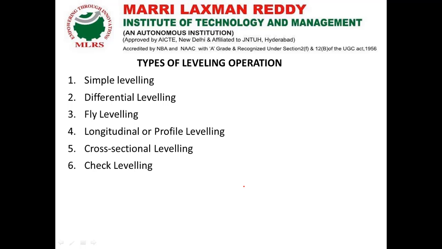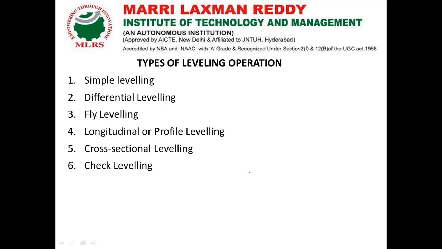Next, types of leveling operation. There are 6 types of leveling process. One is simple leveling, second is differential leveling, third is fly leveling, fourth is longitudinal or profile leveling, fifth is cross sectional leveling, and sixth is check leveling. During the entire process of leveling, among these 6 processes, we do one or two. So these are the different types of leveling operation.